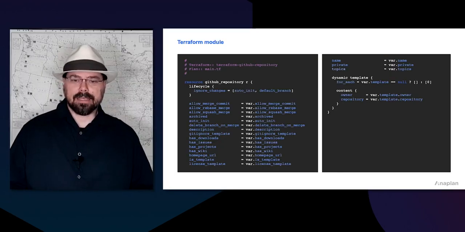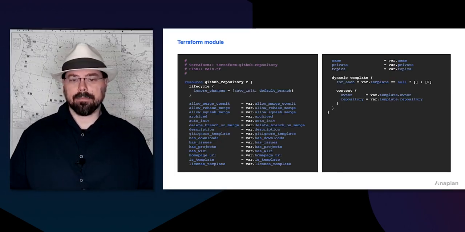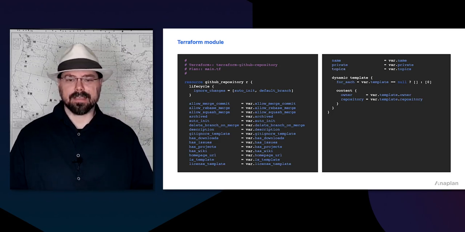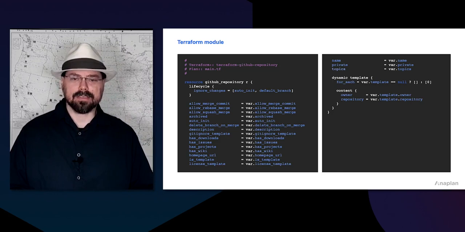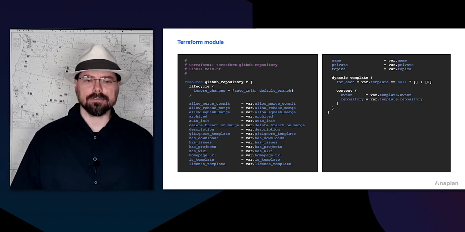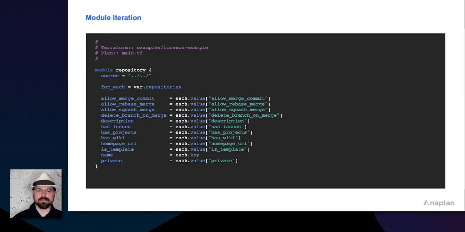And then of course we brought back the dynamic template, because if I want to create a repository that is off of a template repo, I can provide this item and actually specify that without changing the module itself. I can handle both.